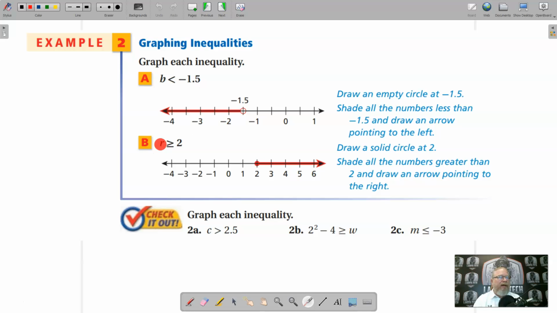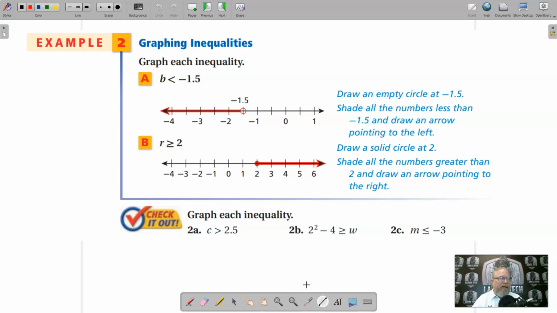Here at example B, we have r is greater than or equal to 2. So let's find 2 on the number line. Here we have 2 on the number line is located here. It could be equal to it, so we'll make it a closed dot. And then we want to consider everything that is greater than 2, so that is to the right of 2 on the number line. Go all the way to the arrow to communicate that any value greater than 2 is also a solution to the inequality r is greater than or equal to 2.